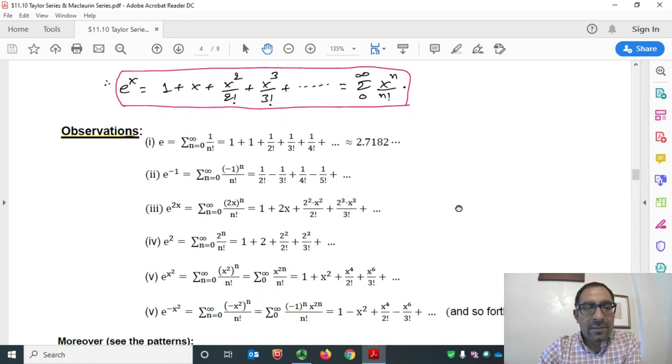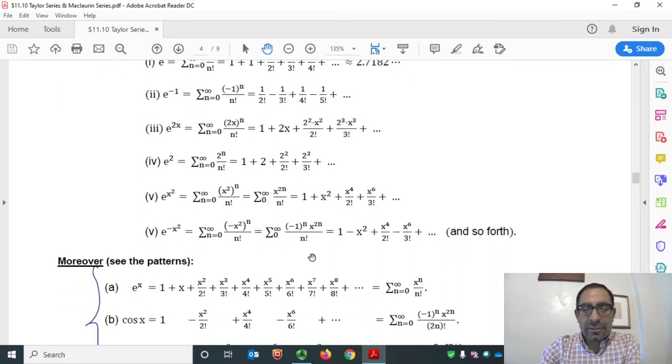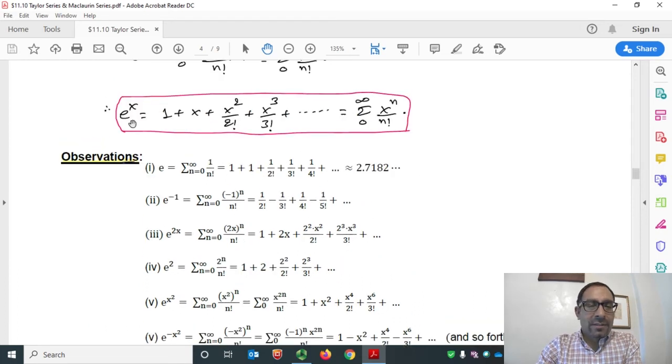So some observations. We know the Taylor series expansion of e to the x about the origin. If you substitute x equals 1, it turns out to be the series for e, which is simply the sum of 1 over n factorial, with n running from 0 to infinity. Similarly, the summation of negative 1 to the power n over n factorial turns out to be 1 over e. Similarly, we have the Taylor series expansion of e to the 2x, e squared, e to the x squared, e to the negative x squared, and so forth. Great. We are just deriving these observations from the Taylor series expansion of the exponential function e to the x at the origin.